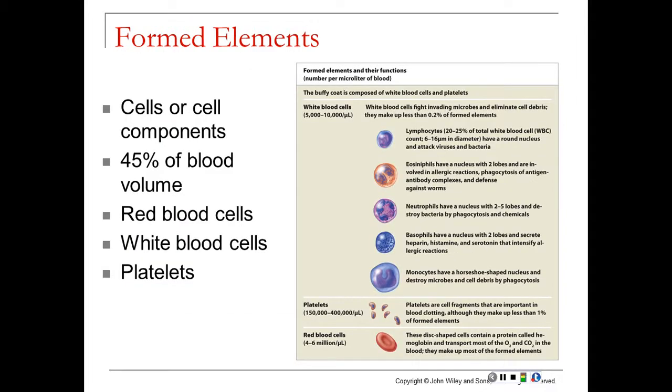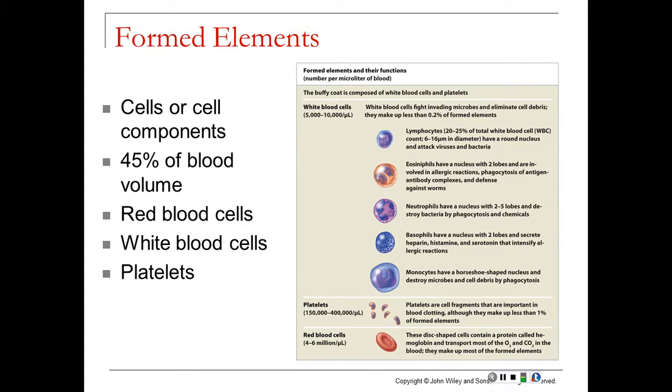So, some of the formed elements, or cells or cell components, in our blood include what you see here on this chart. There's the white blood cells, which are ultimately involved in fighting off invading microbes. They also help to eliminate cell debris. They make up a very small percentage of the formed elements. There's also platelets. Platelets are cell fragments. They're not actually cells themselves. They're kind of little pieces of cells. They aid in blood clotting, although they make up less than 1% of all of the formed elements.